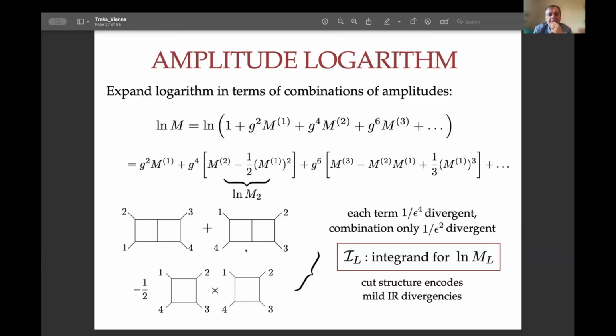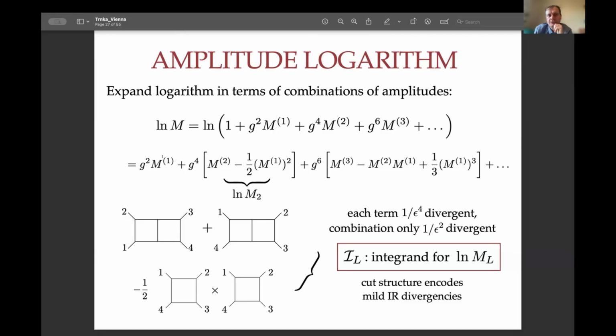If we take the logarithm of the amplitude, we can express it in the coupling, and then we can do the series expansion, the Taylor expansion in g, and combine individual terms at a given order in the coupling.